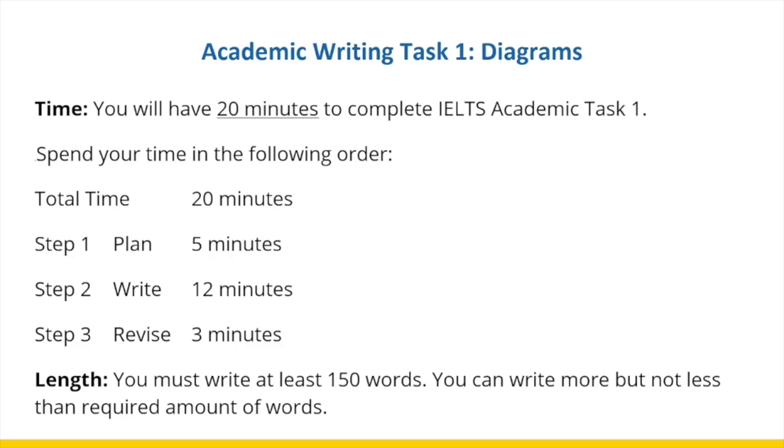Step 2 is writing your essay. You should spend about 12 minutes to do so. And the final step 3 is revising your essay, for which you should spend at least 3 minutes. And when it comes to the length of this essay, it has to be 150 words, just like the previous graphic essay. You shouldn't write less than that, but you can write more than that. So keep that in mind and make sure to write at least 150 words. In our following slides, we'll be learning different tips and strategies to successfully accomplish this task.